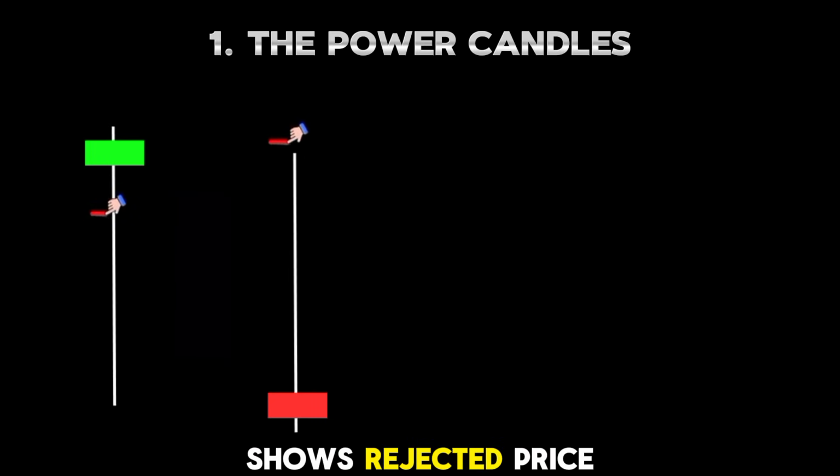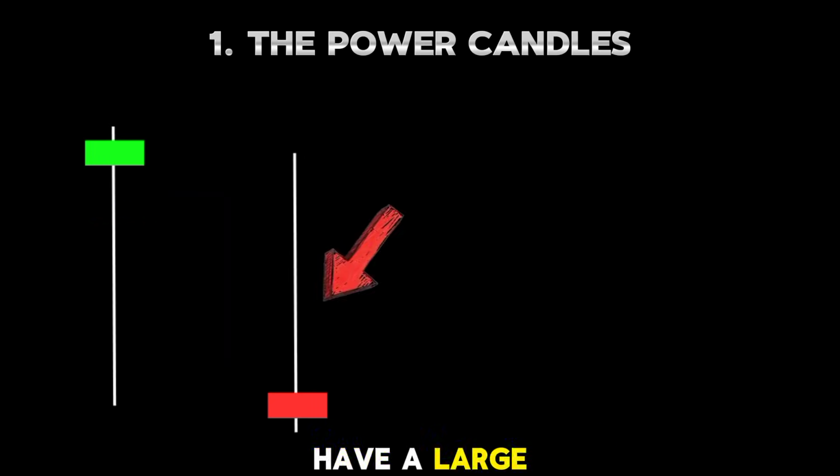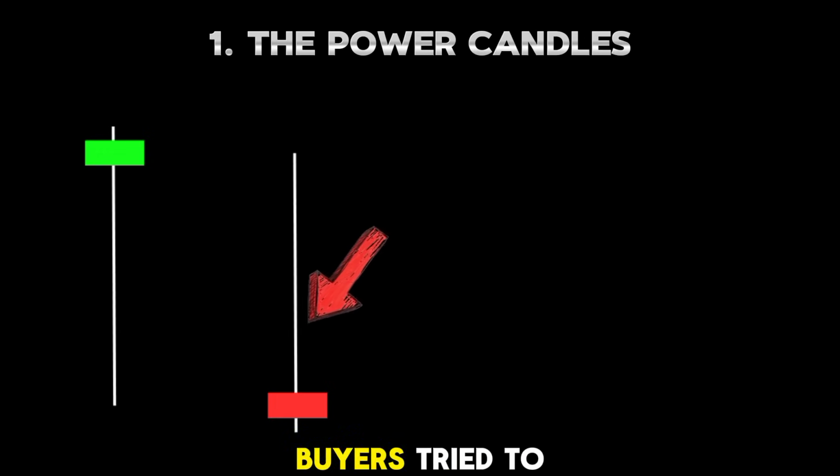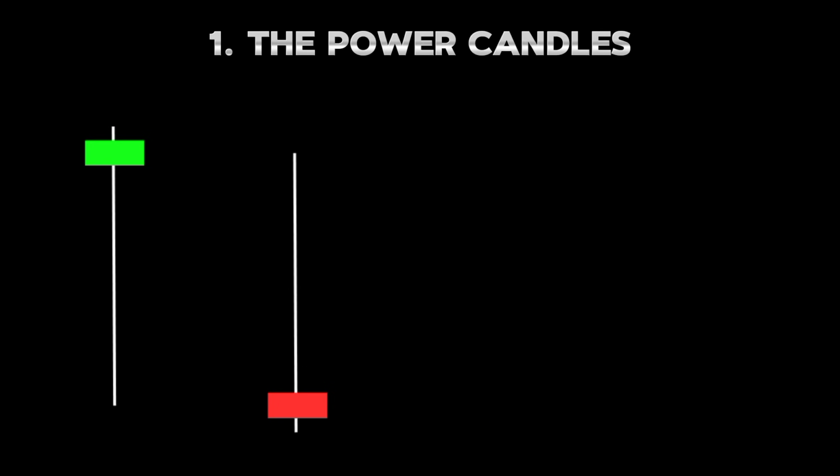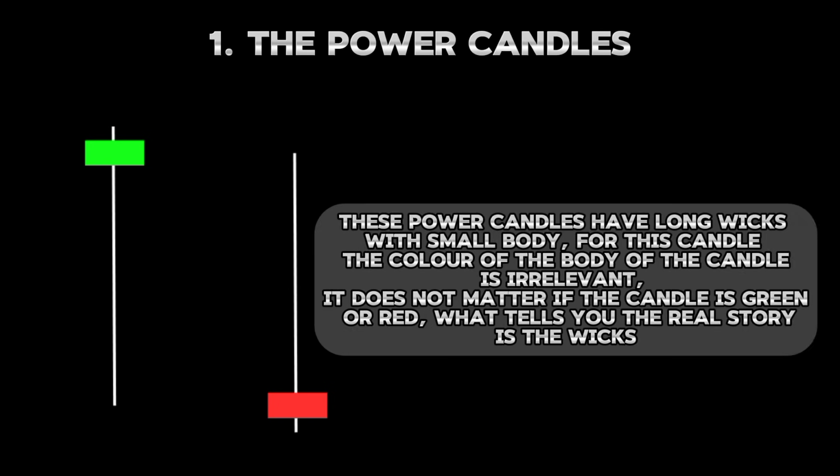These are called the power candles. The candle wick shows rejected price action. So if you have a large upper wick, that shows that buyers tried to move the price up but got rejected, and sellers took over and brought the price down. These power candles have long wicks with small body.